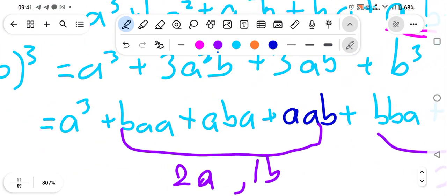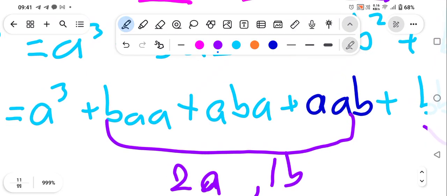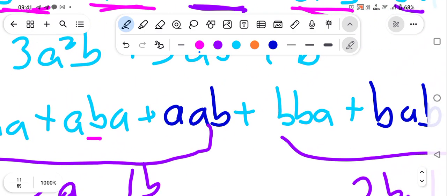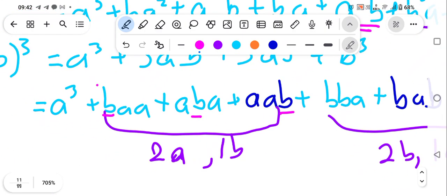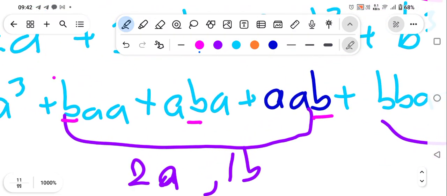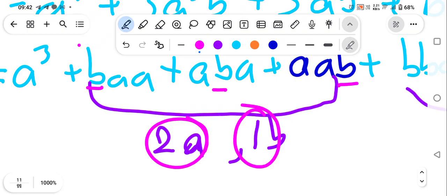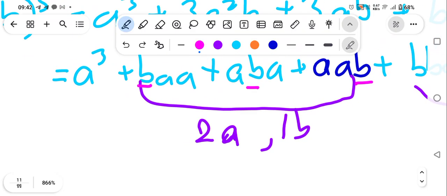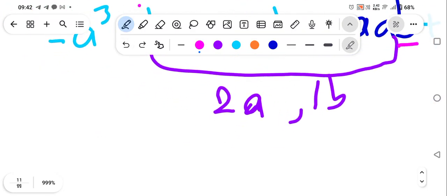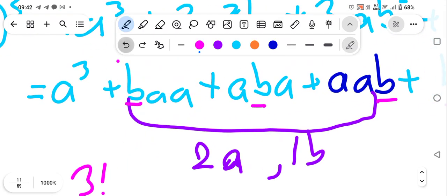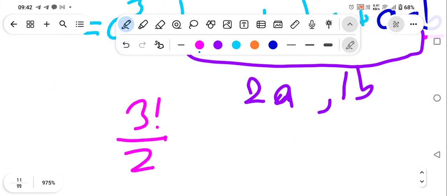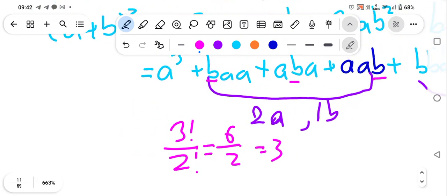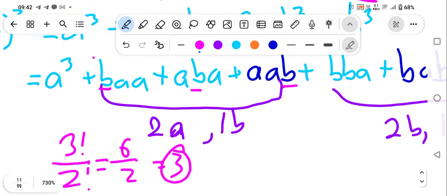So what are all of these? You see, the B is in the first position, the second, the B is in the second position, and the third term, the B is in the third position. So this means we are trying to combine 2 A's and 1 B. What is the number of combinations if we have 3 terms, and we have 2 terms repeating? It will be 3 factorial over 2, which is 6 over 2, which is 3. This explains why this 3 is here.